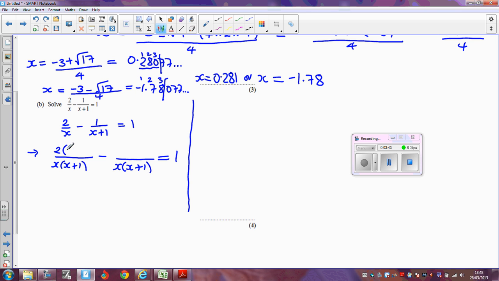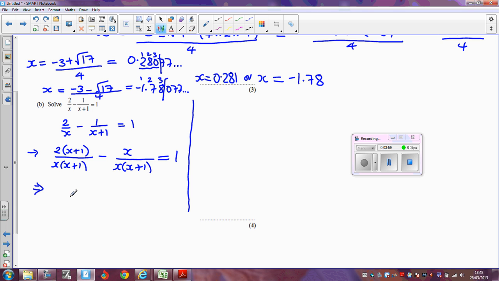So I'm going to multiply the top by x plus 1 as well to give me two lots of x plus 1. Now let's look at our second fraction. What have I done to the bottom? Well, I've multiplied it by x. So what do I do to the top? Well, it was 1. I'm going to multiply it by x, and I'm going to get that.